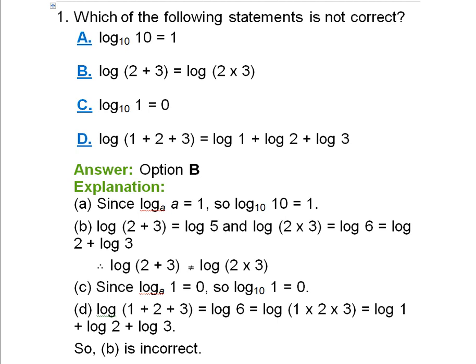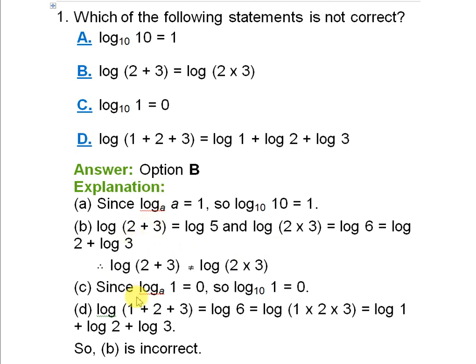So moving on to the question, which of the following statements is not correct? Okay, so log a to the base a is 1, we know that. Now here it is similarly log 10 to the base 10, so that is 1, which means that is correct. For log 2 plus 3, that is log 5, and log 2 into 3 is log 6, and we can write log 6 as log 2 plus log 3. So this is not equal, I guess.